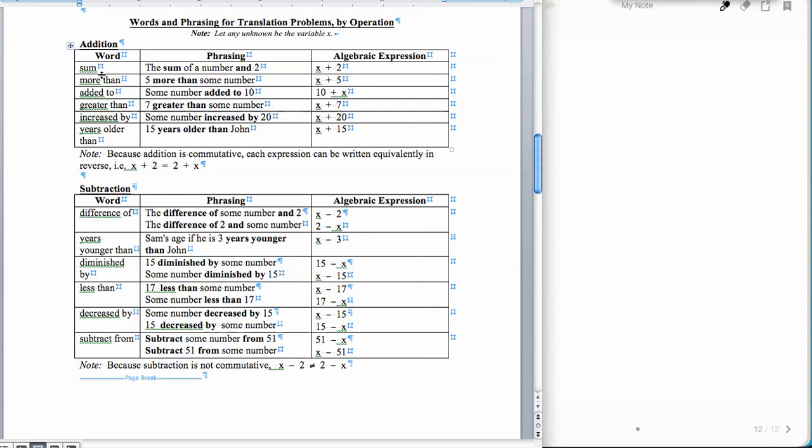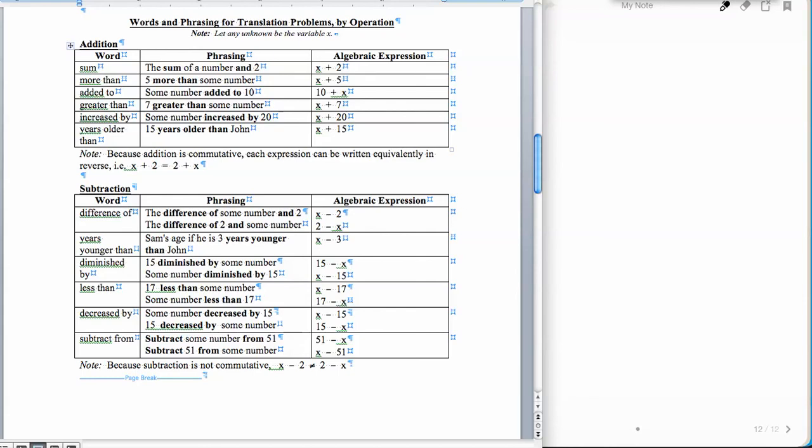The first word we have is sum. We see an example here, the sum of a number and 2. What you notice here is the sum is bold and the and is bold. The things that I'm trying to get you to see by bolding those two words is that sum and then and work together to tell you what two numbers you're adding together. The and here can be replaced in an algebraic expression by the plus operator. So the sum tells us which operator to put in, and the and tells us where to put that operator. So that's the translation.